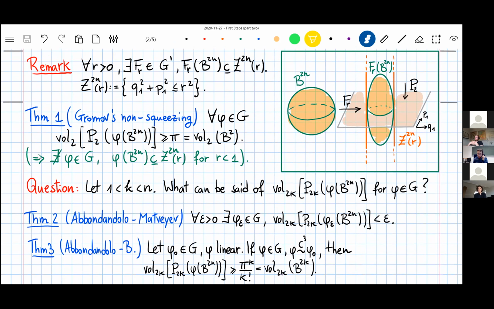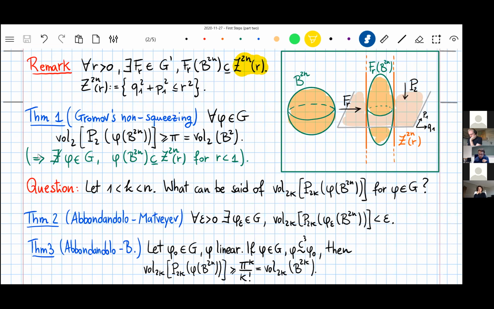For example, if you consider an infinite cylinder of radius r, orange in the picture on the left, you can always find a map sending the ball inside the cylinder, no matter how thin the cylinder is. No matter how small this r is, you can squeeze the ball in the p1 q1 direction and expand it in the other directions, so that in a volume preserving fashion you send the ball inside the cylinder.